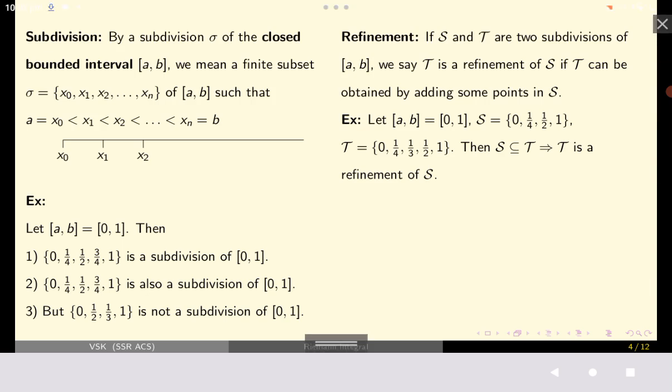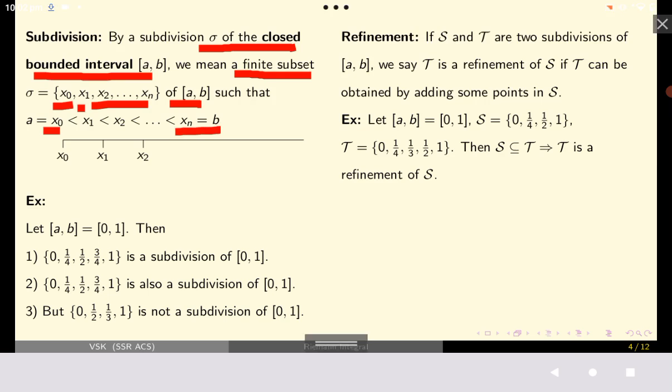Now let us see the definition of subdivision. By subdivision sigma of closed and bounded interval AB, we mean a finite subset sigma which contains x0, x1, x2 up to xn of AB such that A is equal to x0, this is the first point, and xn is equal to B, the last point, and all these points lie between these and strictly follow this inequality that x0 is less than x1, x1 is less than x2, x2 is less than x3, and so on.